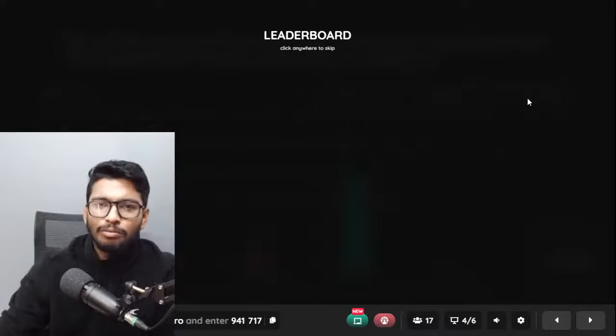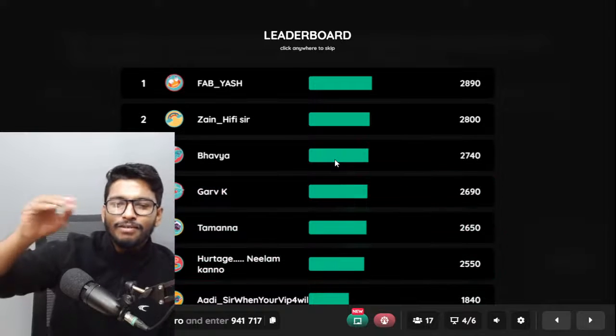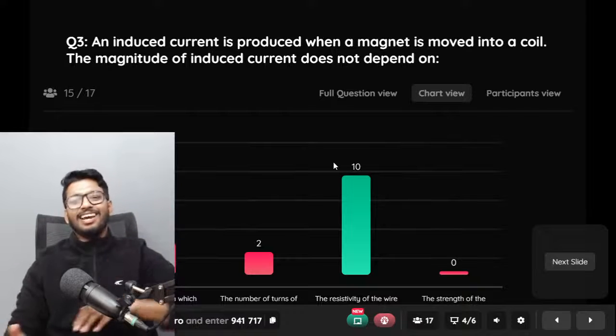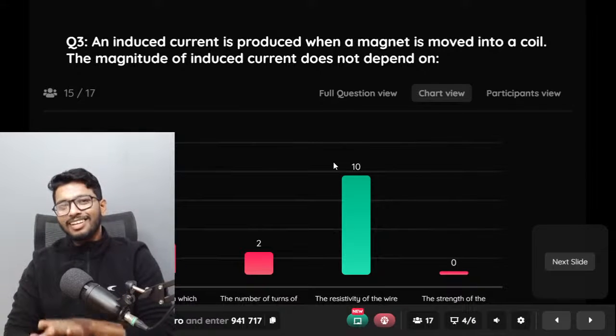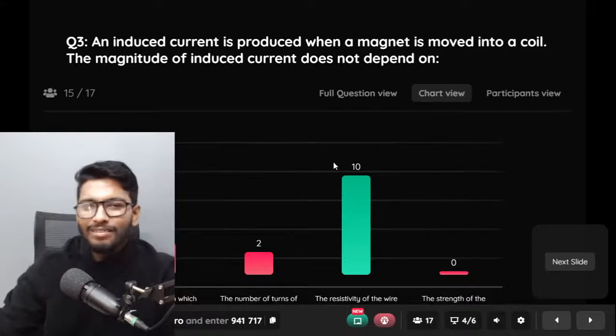Time's up. Looking at the leaderboard once again, we have Fab, Yash, Zain, Garv, Bhavya, Garv, Tamanna, and Heritage moves up a couple of spots. 10 of you guys again. That is fabulous, guys. This is what is called consistency. Not going up, not going down either. Same level you guys are maintaining.